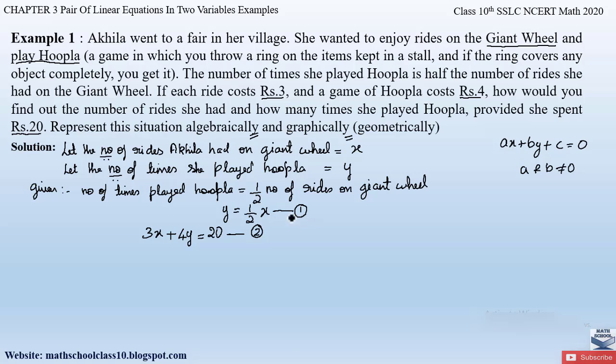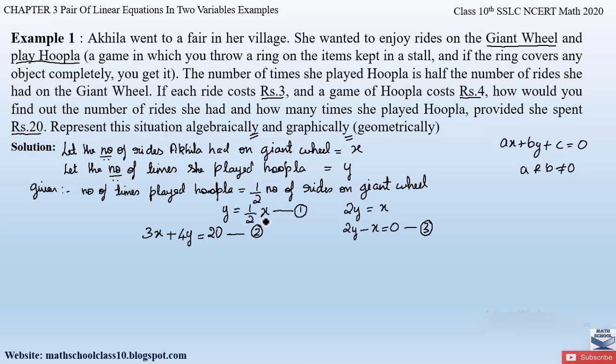So let us write this equation 1 in the general form. Let us keep x and y on one side of the equation. Cross multiplying and sending this 2 to the left hand side, you will get 2y is equal to x. Now sending this x again to the left hand side, you will get 2y minus x is equal to 0. Right? So this we have derived from equation 1. Let us name this as equation 3.